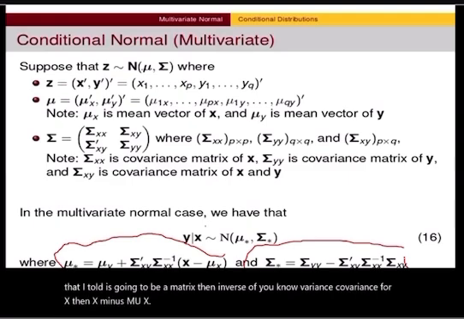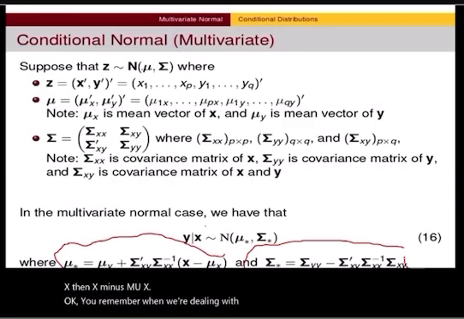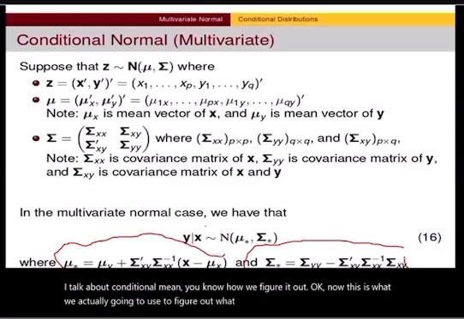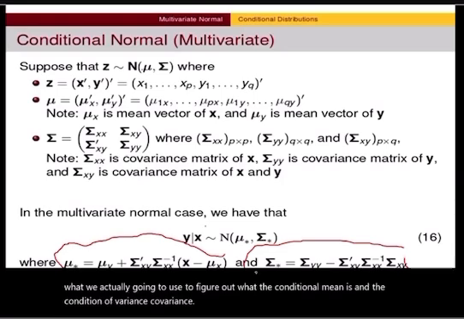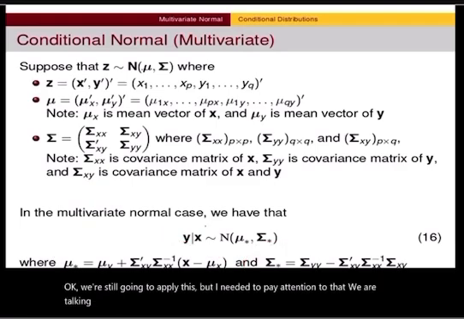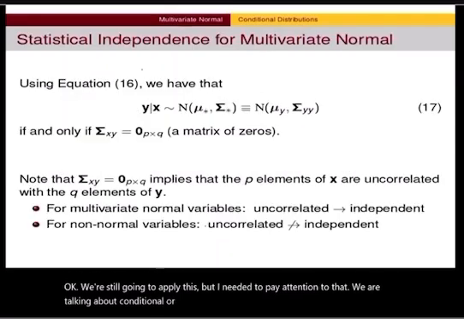You remember when we were dealing with the bivariate case on Wednesday, when I talked about the conditional mean, you know how we figured it out. Now this is what we're going to use to figure out the conditional mean and the conditional variance covariance. We're talking about the conditional multivariate normal here.